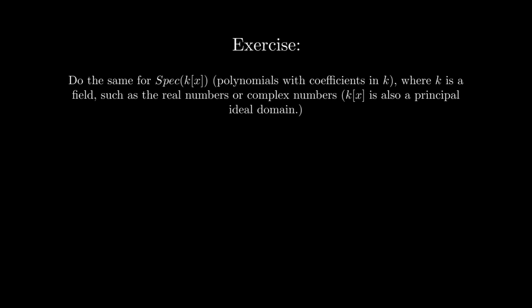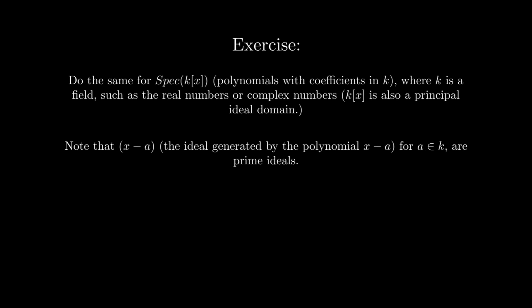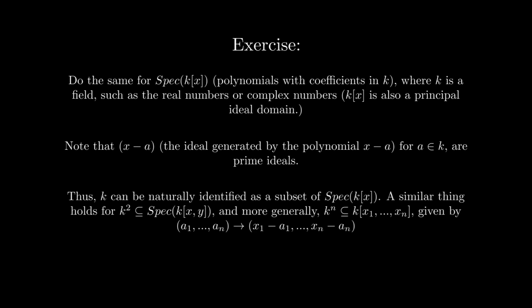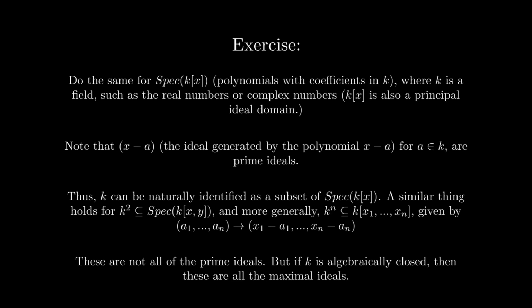As an exercise, try doing the same for a polynomial ring. In one variable, it's very similar to what we have done so far, because just like Spec Z, the polynomial ring in one variable is also a principal ideal domain. In multiple variables, you'll find that a subset of our prime ideals is naturally in bijection with the n-tuples of elements in the field. This gives a correspondence between scheme theory and classical algebraic geometry.